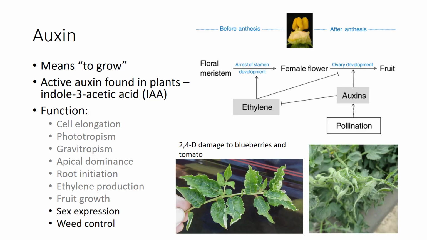Auxins alter sex expression in plants. When sprayed on cucurbits, okra, pepper, and cannabis, there is a dramatic increase in the number of female flowers. Auxins also play a part in weed control. The first selective herbicide was not found until the early 1900s, and today more than 130 selective herbicides are used throughout the world. In the United States alone, 1 billion pounds of pesticides are sold annually, and over 65% are herbicides.